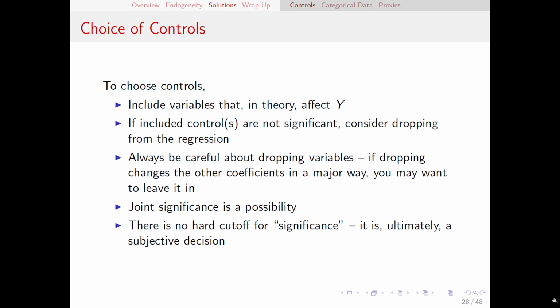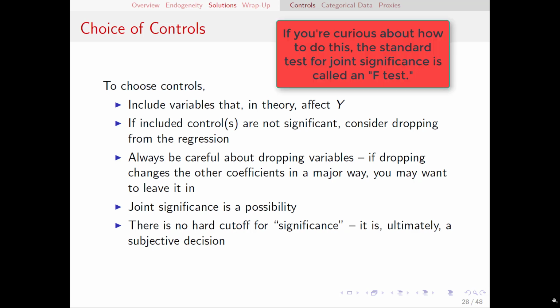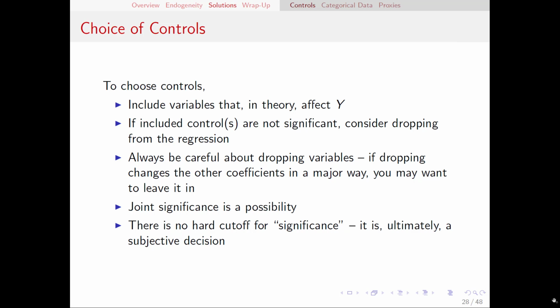So if you pull a variable out of the regression and all of a sudden your coefficient estimates greatly change, then it could be that by removing it, you are actually adding in more bias to the regression. You might also have a family of variables that are all related to each other that individually might not look significant, but altogether they are performing an important role in endogeneity control. We aren't going to get into joint significance here, but what it means is individually they're not significant, but as a group they are. Remember also, there is no hard cutoff for significance.